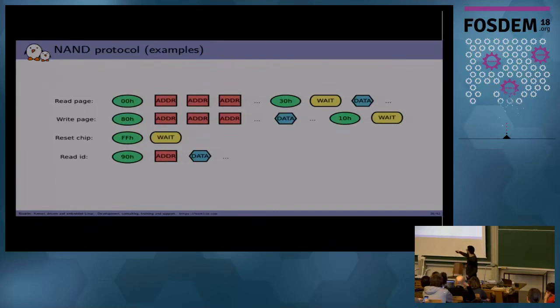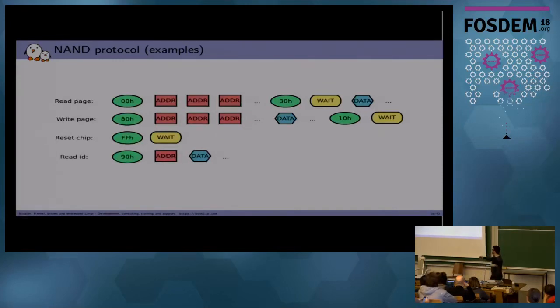My first example is how to do a read page. You have to send the 0 byte, which is a command to tell the NAND chip we're going to do a read operation. Then a few address cycles, to say where I want to read. Then the 30 command, which means, okay, now you can bring the data. There the NAND chip will tell the host it is retrieving the data and it has to wait a bit. And then a few data cycles, depending on how much data you asked for.